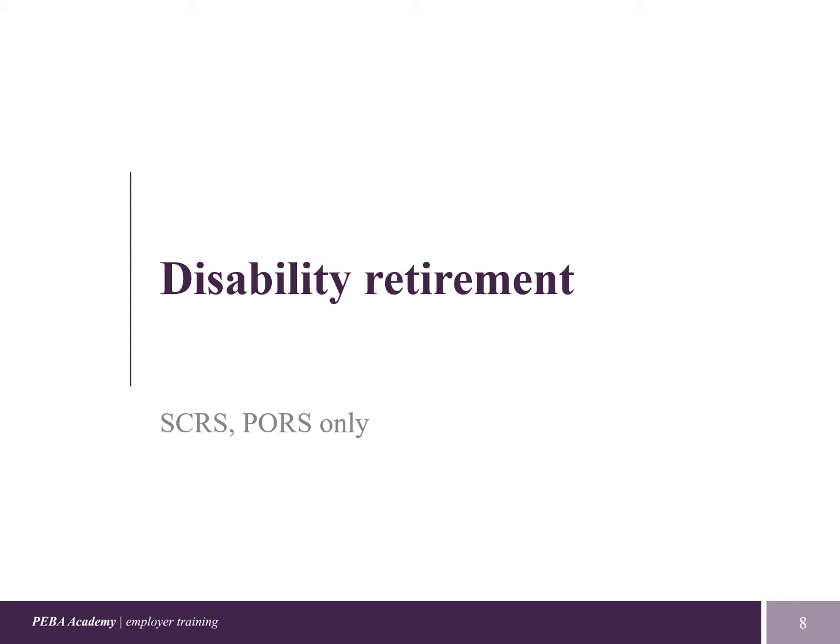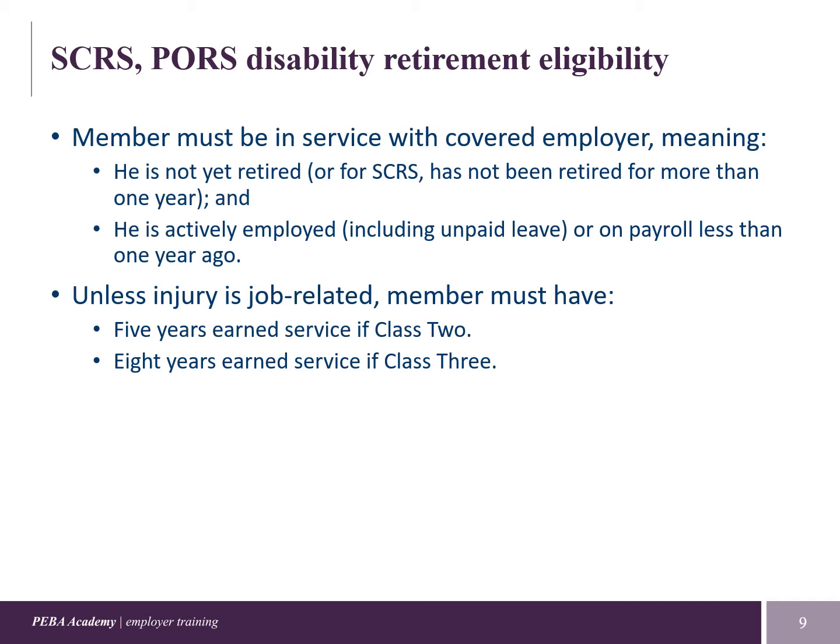Now, let's discuss disability retirement. Becoming disabled does not automatically qualify a member for a disability retirement benefit. Members must file an application and go through the review process. To be eligible, members must be in service with a covered employer when they apply for disability retirement. In service means the member was on the payroll less than 1 year ago and has not yet retired, or for SCRS members have not been retired for more than 1 year.